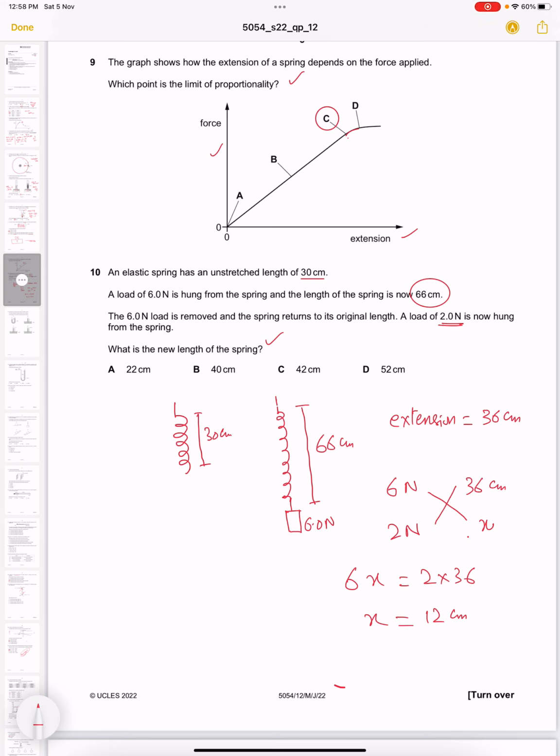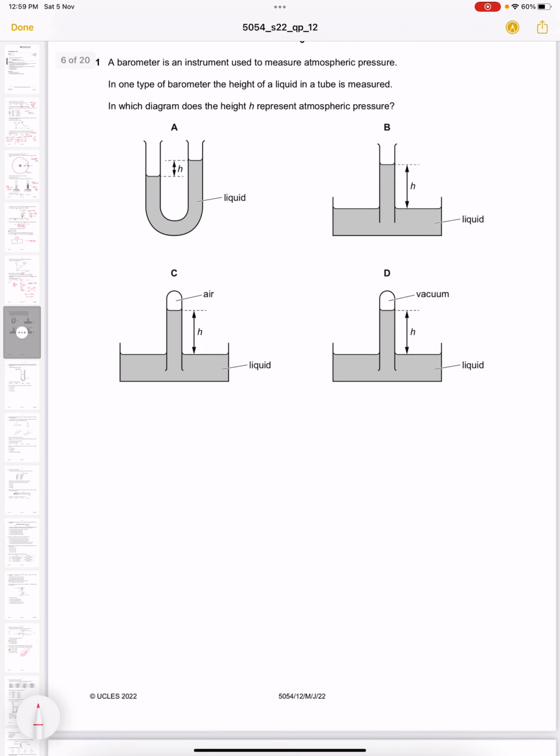So 12 centimeter is the extension, but since the unstretched length is 30, so the total length of the spring, as we have to find out new length of spring, means whole length. So that will be 30 plus 12, which is 42 centimeter. Okay. So this type of question of load and extension are also sometimes tricky. So you are suggested to solve these questions with attention and carefulness.